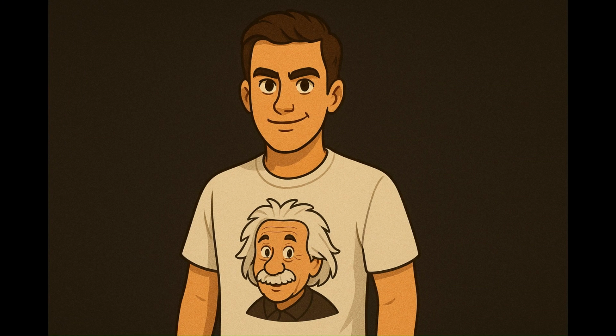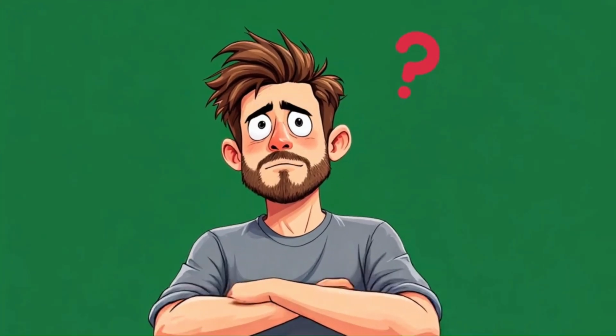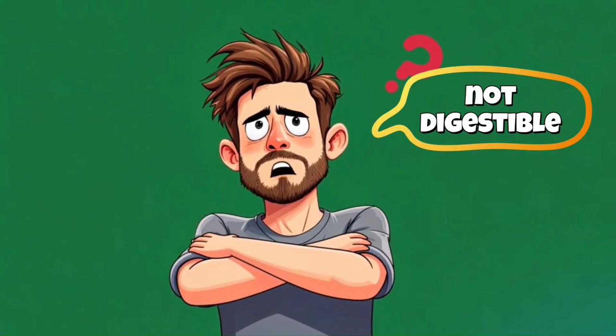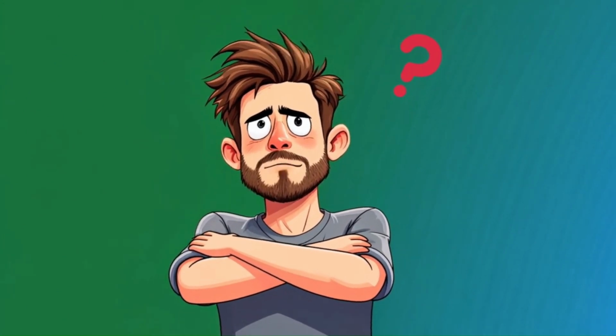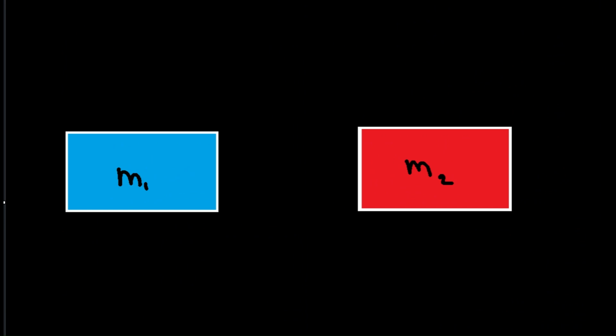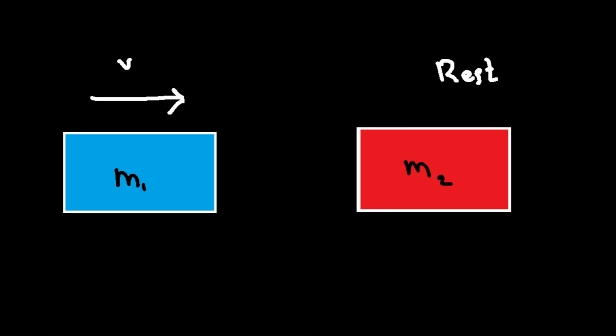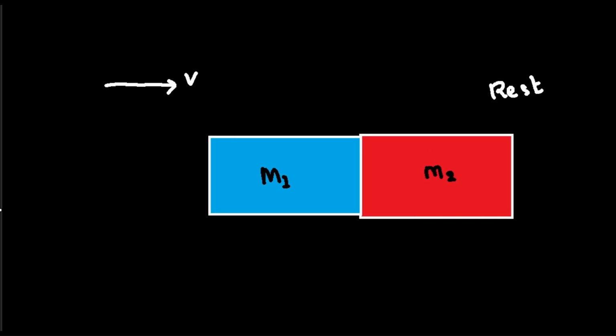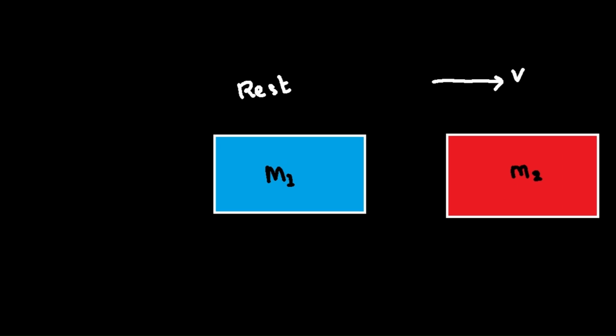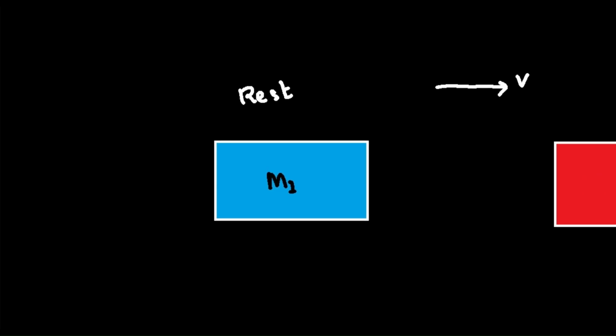It's a very good observation, but it is not digestible to me. Because if you look at some other observation, then you get more digestible answers. Suppose there are two masses m1 and m2, where m1 has a velocity v and m2 is at rest. The m1 hits the m2 with velocity v, and the m2 starts moving, and the m1 comes to rest. So what is happening here?